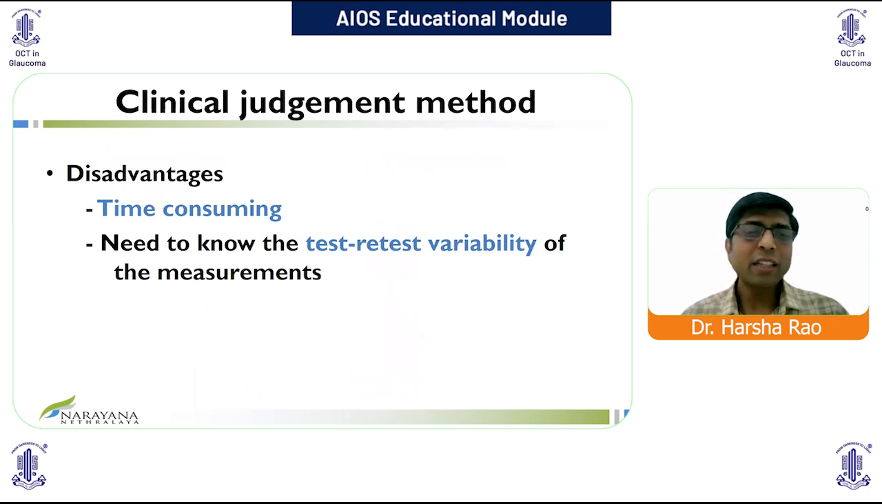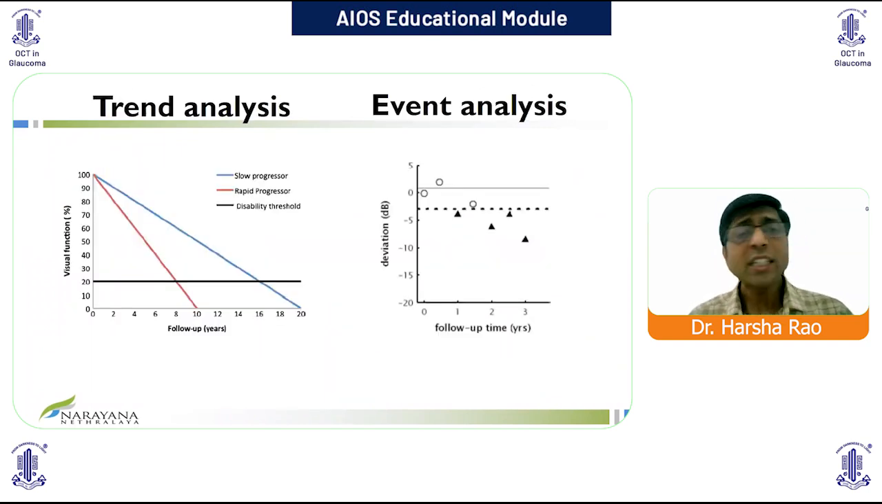However, this method has a few disadvantages. It is time consuming, and we also need to know the test-retest variability of these measures. So the change which we see over time on the OCT scans can just be a representation of the normal variability of the measurement, but not a representation of the true thinning which is happening over time. So that's the reason we don't use that, and we move to software-based methods of detecting progression.